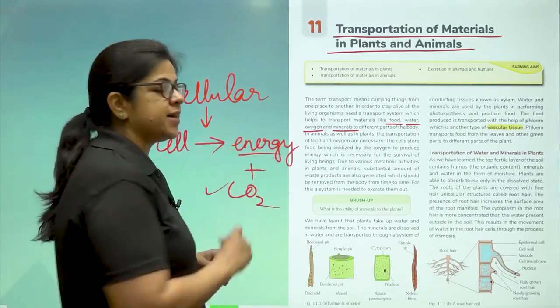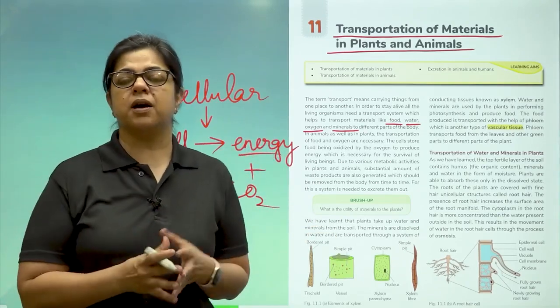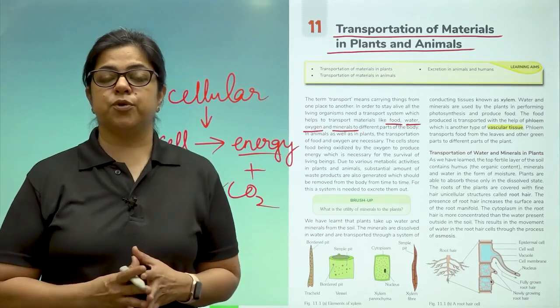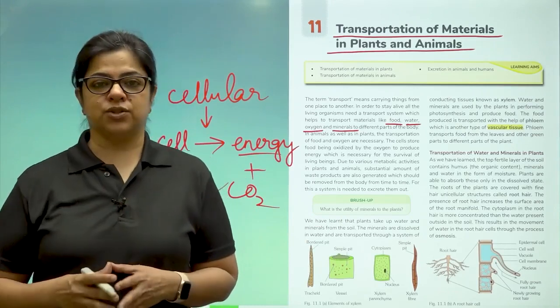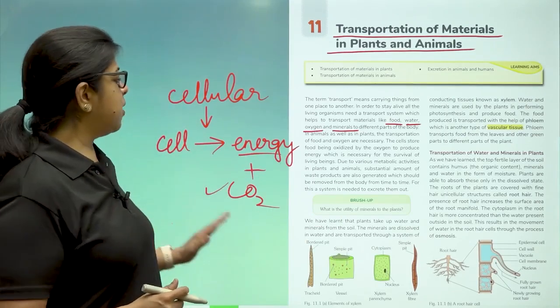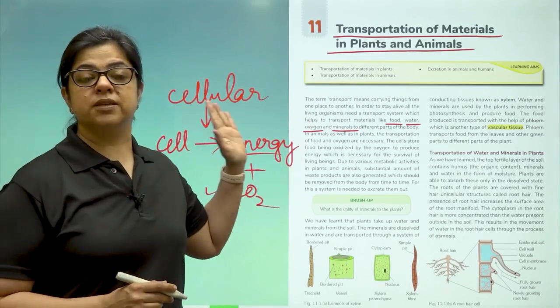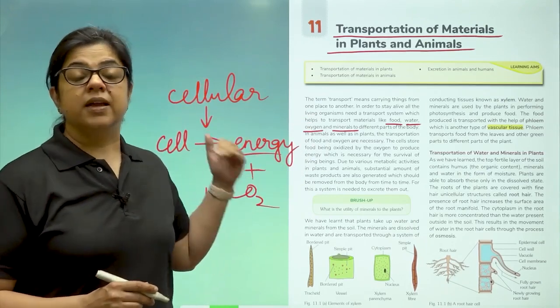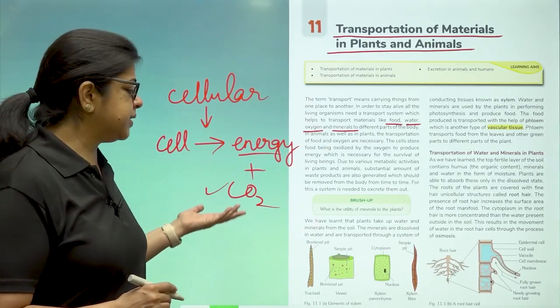Even this energy has to be transported to different other parts where energy is not being produced or where there is a deficit of energy. So this is talking about the transportation of materials in animals. Now we talk about transportation of materials in plants.